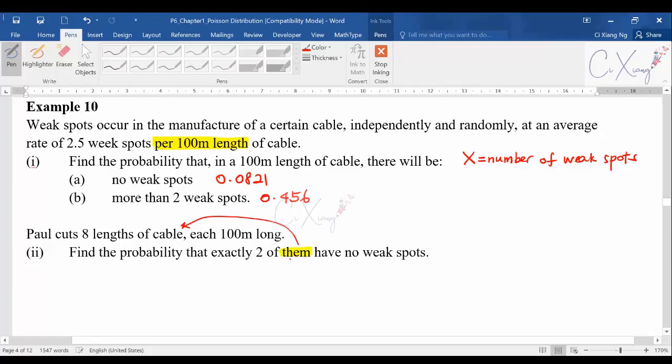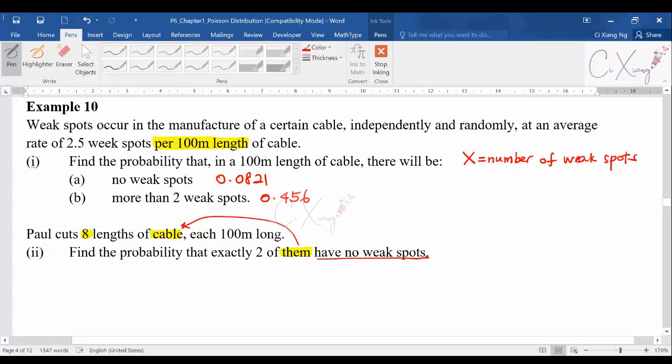So can you guess what is the distribution for this question? This is actually binomial distribution. Can you see or not? Although the first part on top is Poisson, if you look at this question, they tell you that I'm having 8 cables in total, and then in the question itself, they said exactly 2 of them, something happened. The something happened means have no weak spots. So this kind of structure is actually binomial distribution.